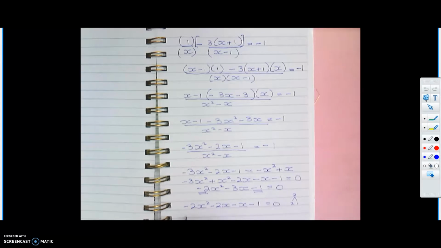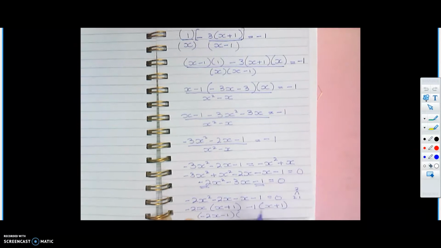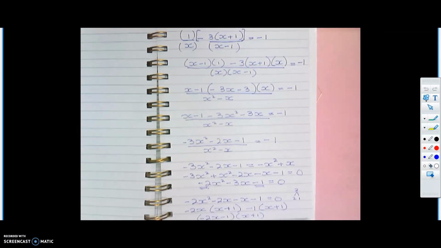You look at the first two and say what they've got in common. So they've got a minus 2x in common. So I take that out and I get an x plus a 1. Write down my x plus a 1, and then take out a minus 1. So I get minus 2x minus 1. And I get an x plus 1. And they're both equal to 0.